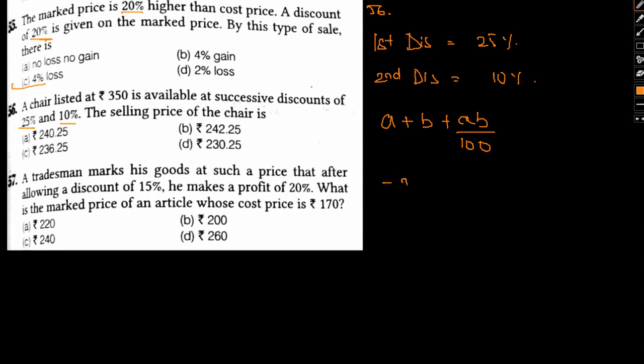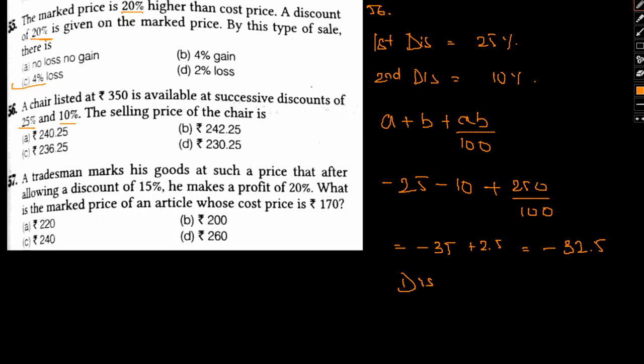Okay, so using successive we have a plus b plus ab by 100. Therefore for discount, minus 25 minus 10 plus 250 by 100. Okay, so this will be minus 35 plus 2.5, which in turn will be minus 32.5. That is, discount will be equal to 32.5%. Okay, so we have a discount of 32.5%.